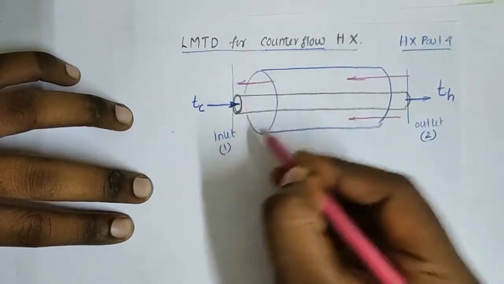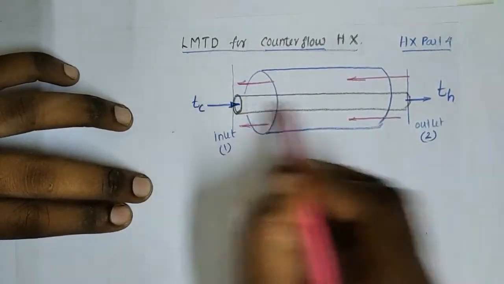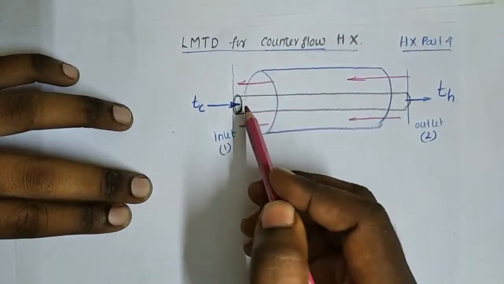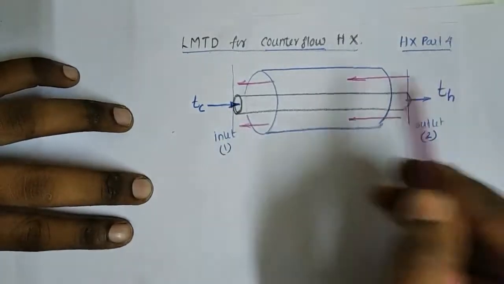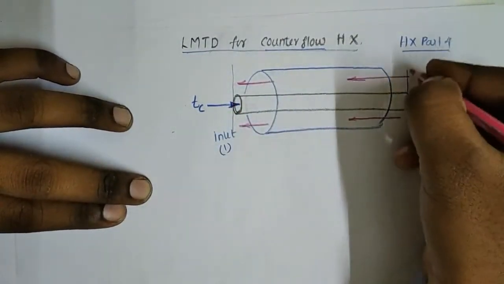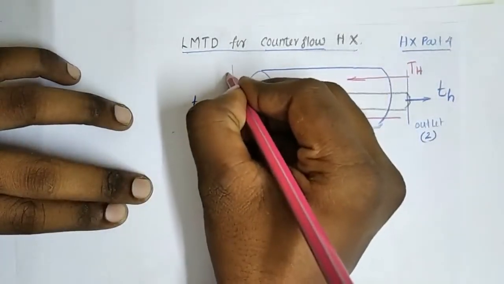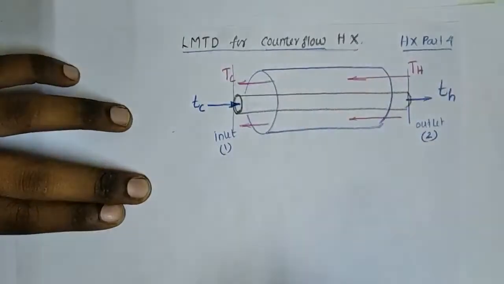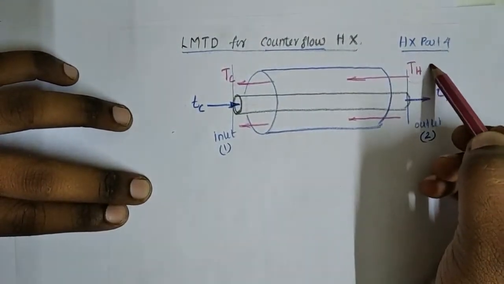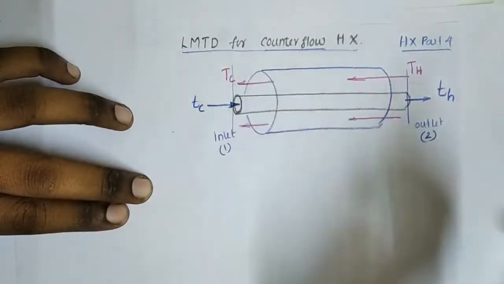In a parallel flow heat exchanger, both the fluids are flowing in the same direction, but for a counterflow heat exchanger, both the fluids are flowing in the opposite direction. Hence this is a capital TH and this is a capital TC. This capital TH should have the high temperature when compared to capital TC.